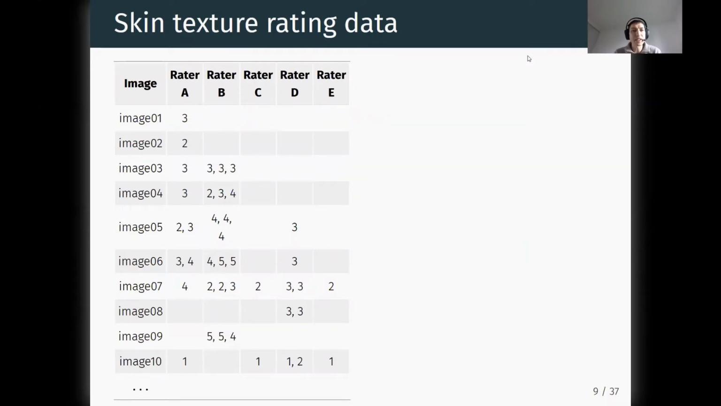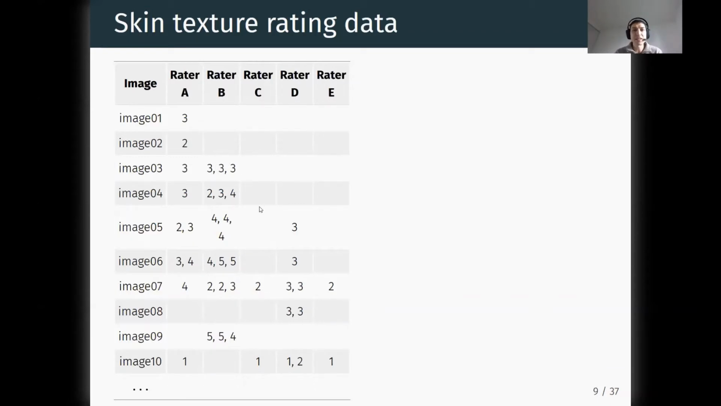So here's a sort of data set we might get. For each image, we get a series of ratings by one or more raters, including multiple ratings by the same rater potentially. And we see that we can get quite a bit of variation in the ratings. Not always, sometimes we get consistent ratings, sometimes we get inconsistent ratings.